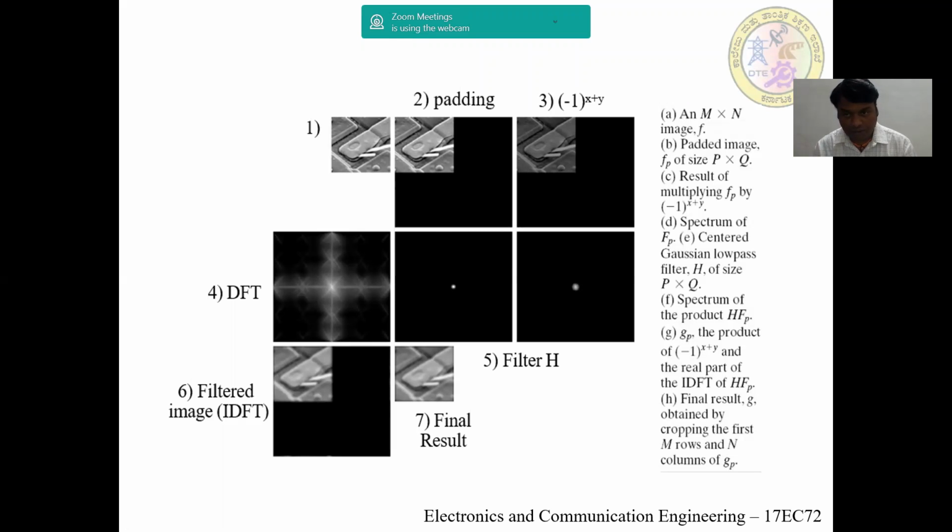F is the spectrum of the product H F p. G is gp, the product of (-1)^(x+y) and the real part of the IDFT of HFp. H is the final result g, obtained by cropping the first M rows and N columns of gp.